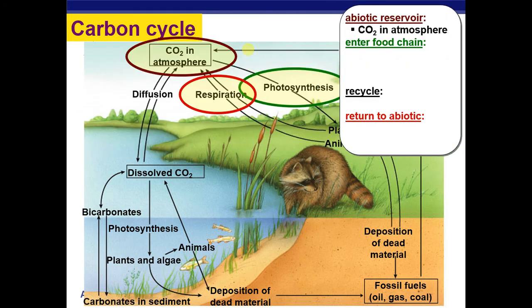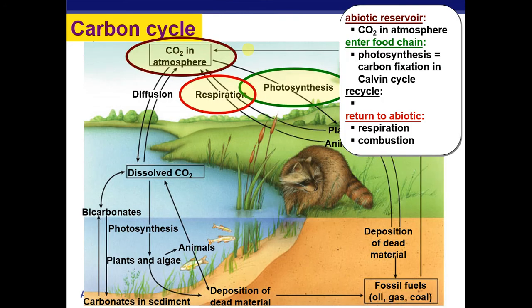So CO2 in the atmosphere is the main abiotic reservoir. It enters the food chain through photosynthesis, so carbon fixation in the Calvin cycle, and it returns to the abiotic reservoir through cellular respiration. That's kind of how we most classically think of the carbon cycle, but there are other parts or portions of the carbon cycle we need to be aware of.